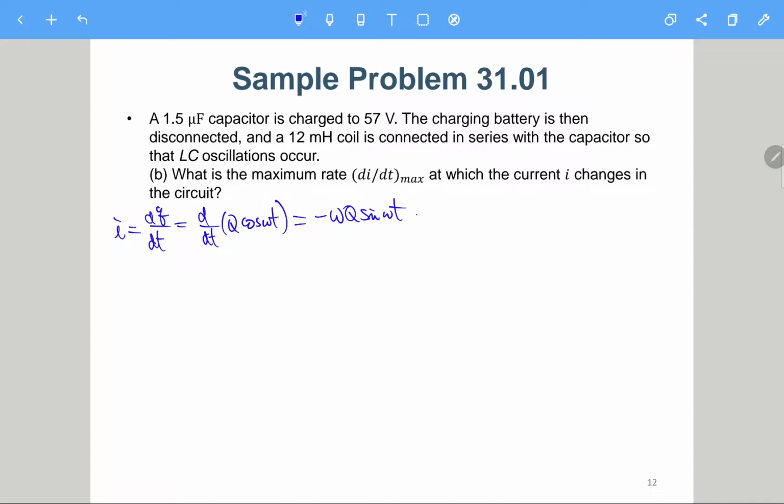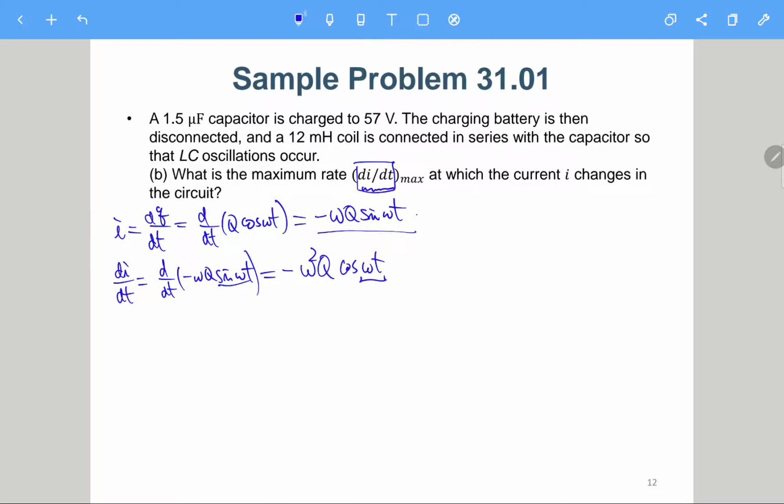Yeah, so still we need to take the first derivative because we hope to find the maximum of dI dt rather than I. So we have dI dt by taking the first derivative of this one, which is d dt of minus omega Q sine of omega t. So we will have minus omega Q, and then the first derivative of sine is cosine omega t, and then by the chain rule we need to multiply by another omega, so we have omega squared here.